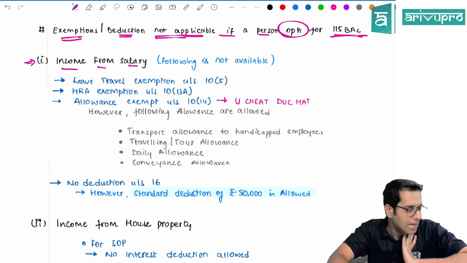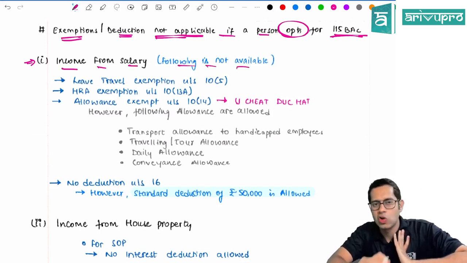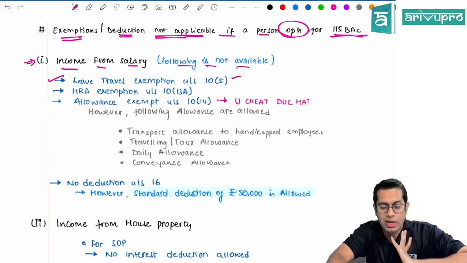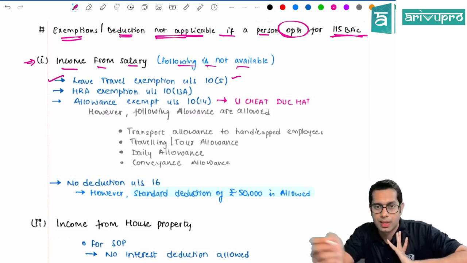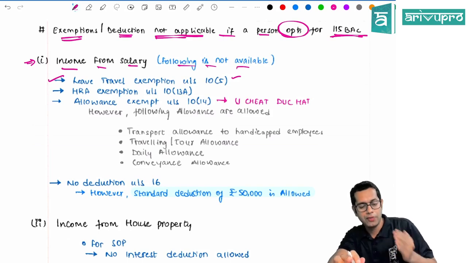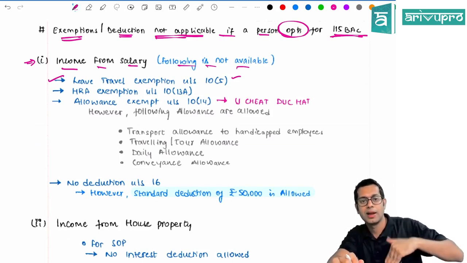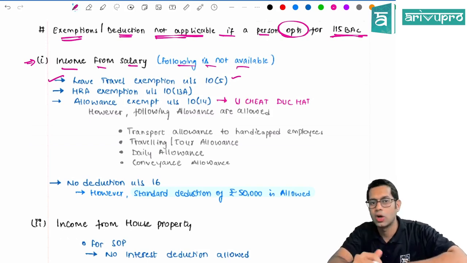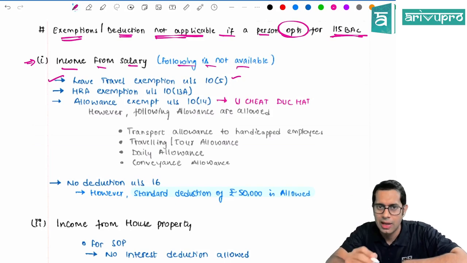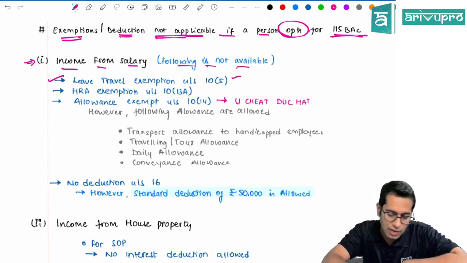Under income from salary, the following is not available. You will not get leave travel concession. Whatever leave travel concession benefit you get, if you travel by air economy class, or by any mode other than air, then first class AC ticket or deluxe class fare, etc. Some benefit you are going to get, correct? Exemption under section 10(5), that exemption will not be given to you.